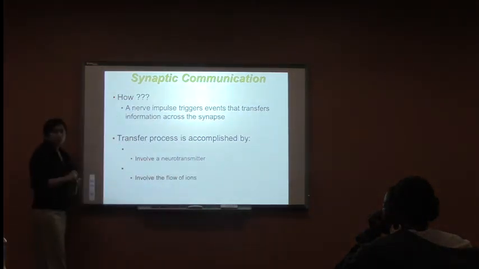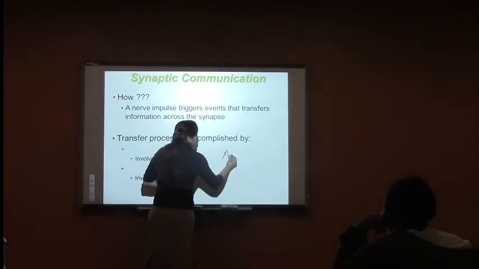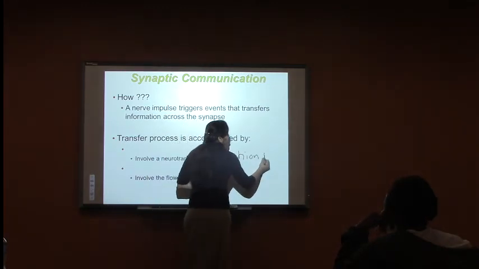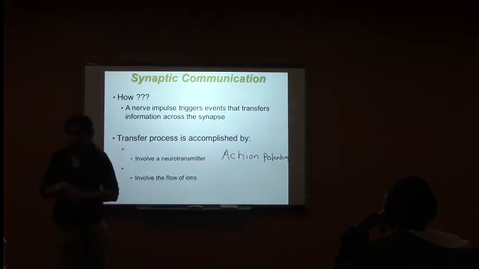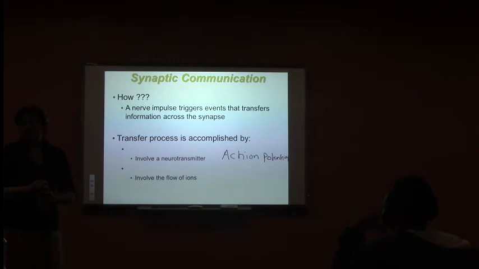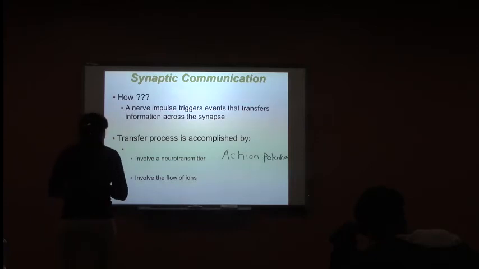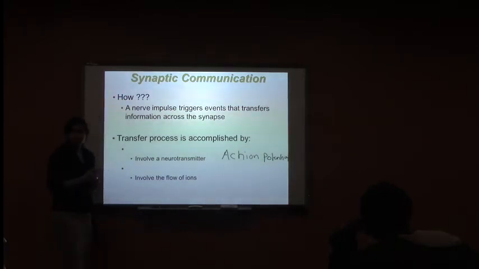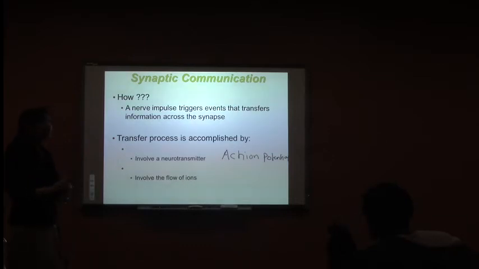You said it was called action potential? Yes. That's the electrical signal. The electrical impulse is called action potential. It causes a neurotransmitter to be released. Once the action potential reaches an axon terminal, it becomes a chemical signal.